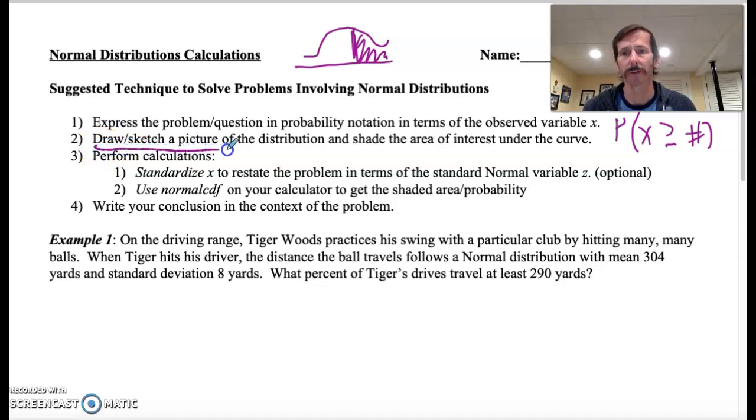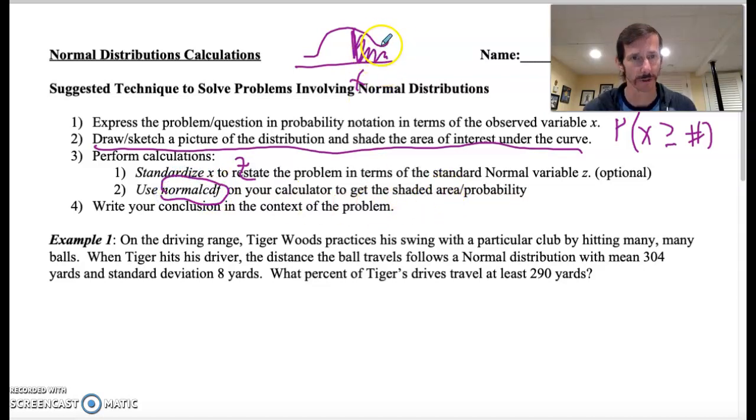You're going to draw a sketch of the picture of the distribution, mark your location, like I did up here, whatever your x is, and then you're going to shade the portion of the curve you're interested in. That's going to help you when you go to put it into your calculator. You have a couple of options. You can standardize your x, meaning you can find your z-score, and then you're dealing with zeros, ones, twos, etc. Or you can not standardize, and I will show you in both cases how you can use your calculator and this normal CDF function to find the shaded region.